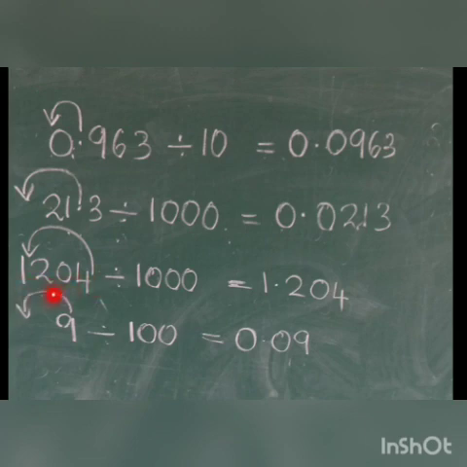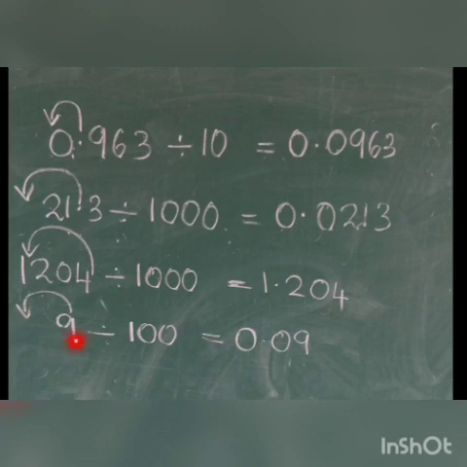Next, 1204. There is no decimal point given here. So the question is 1204 divided by 1000. In the question they have not given any decimal point, so imagine that the decimal point is over here, after 4. In 1000 how many zeros are there? 3 zeros. So moving 3 places from here, the first place 1, 2, 3. So where does the point come? 1.204. So if in the question they have not given you the decimal point, take the decimal point after the unit place, that is over here.